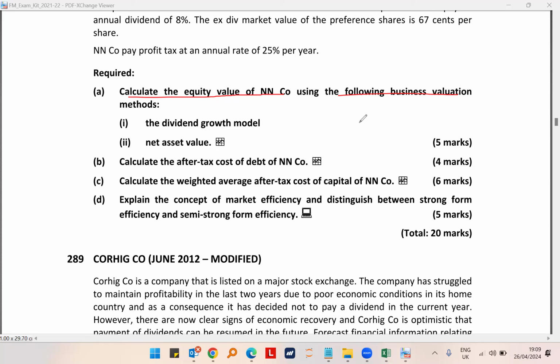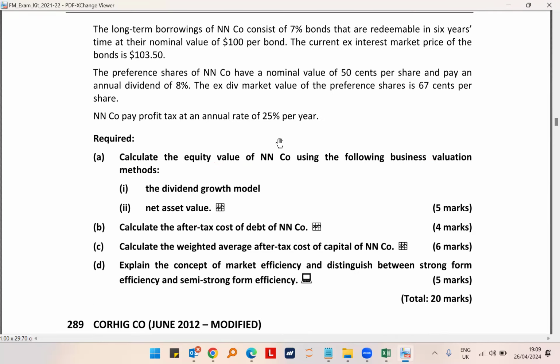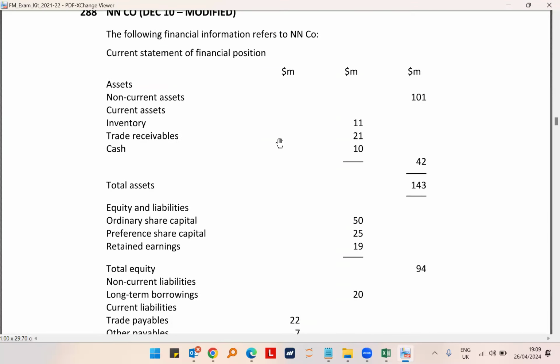Of course, what we are going to first do is to go back and see what information has been given to us in the scenario. Then we can see how we are going to go ahead doing this. If we go to the question and look at the scenario, they are saying that the following financial statements have been given to us. So we have the assets: non-current assets, current assets, inventory, trade receivables and cash.